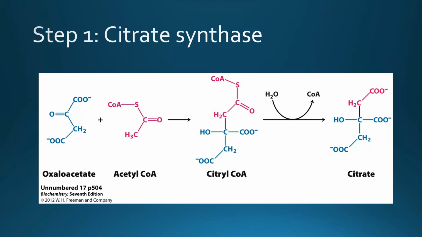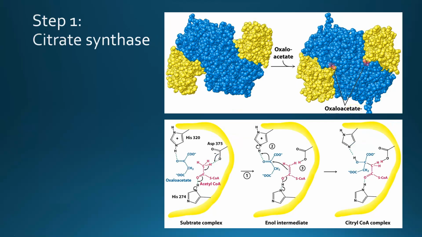So in the first step, you transfer 2 carbons from acetyl-CoA onto oxaloacetate, taking a 2-carbon and a 4-carbon carbohydrate to make a 6-carbon carbohydrate. This is the organic chemistry mechanism showing that you have an active site aspartate, which is acting as a base, and you have 2 active site histidines, which are acting as acids.